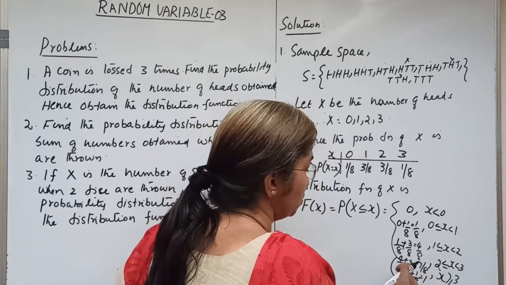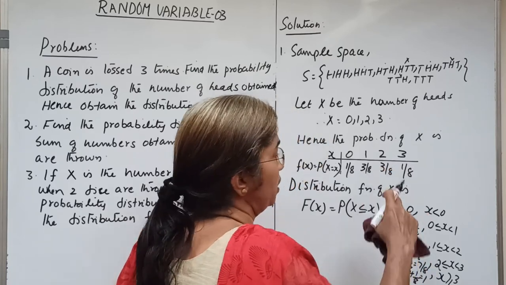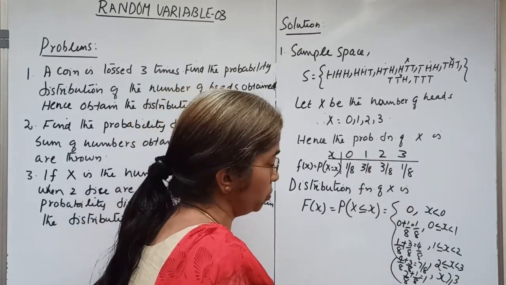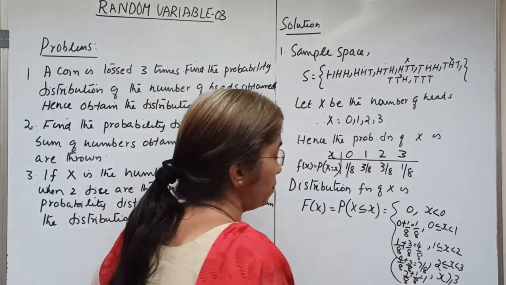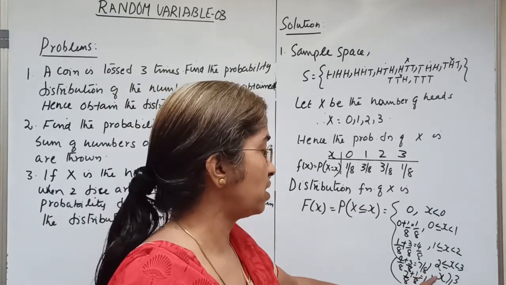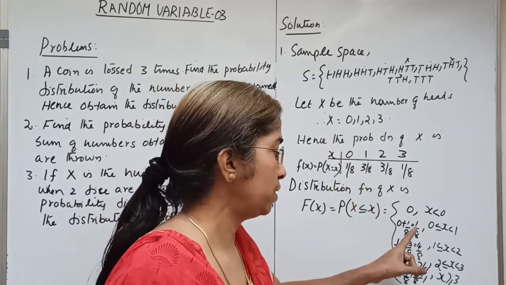we obtain this probability as 4 by 8 plus 3 by 8. We add the probability of x equal to 2. And 7 by 8 plus 1 by 8 equals 1 for x greater than or equal to 3. We add one step probability in each case.